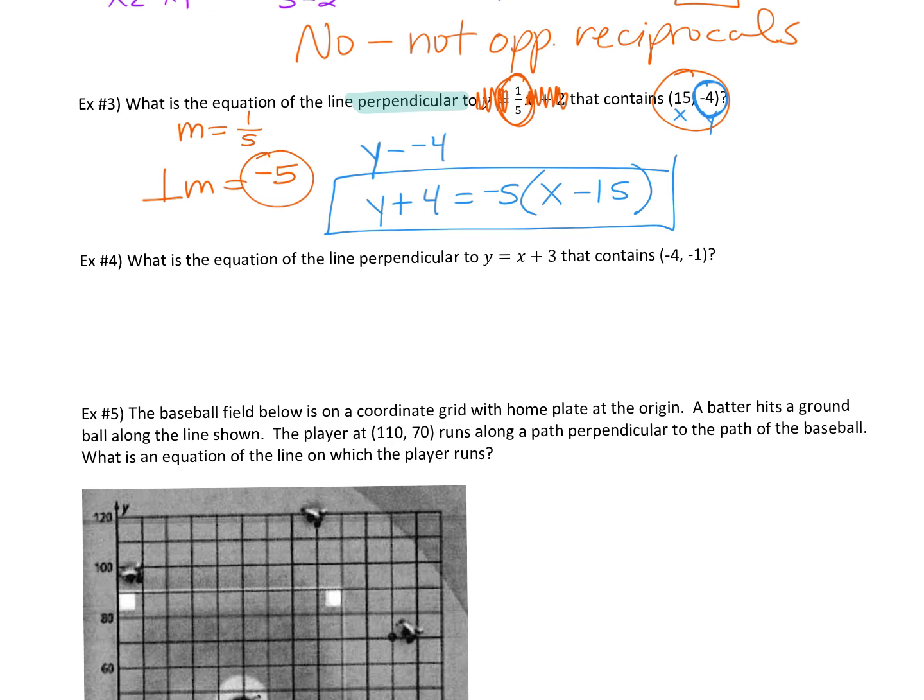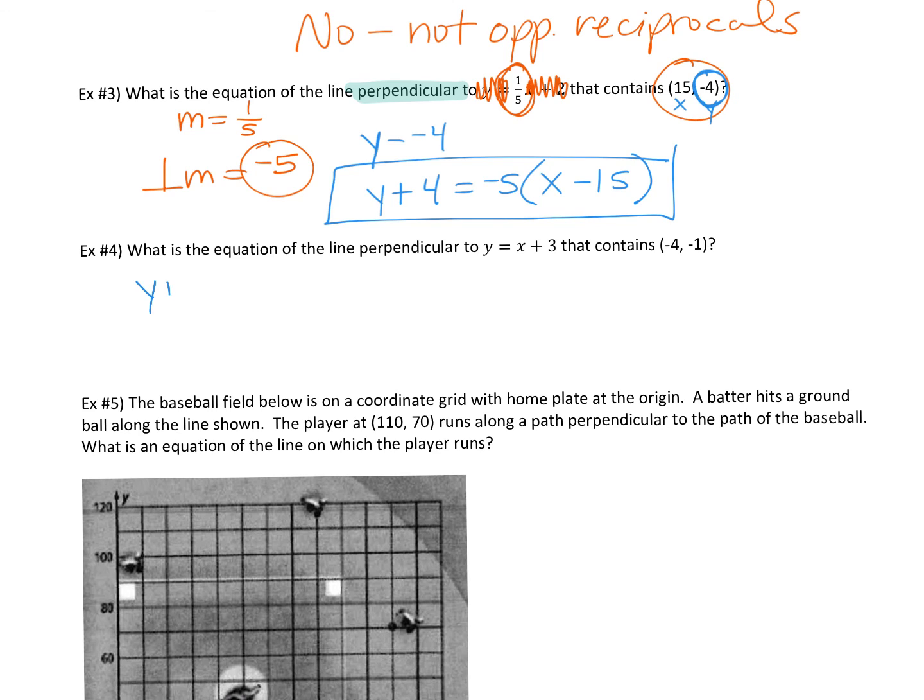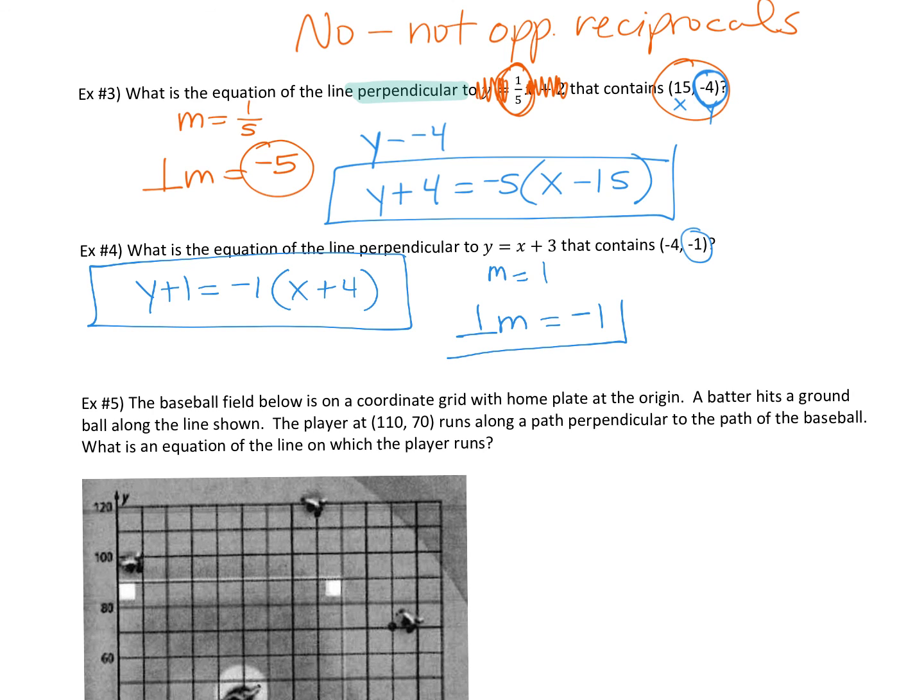What'd you get? Good job, you guys. You're so smart. So it's y minus a negative 1, which is y plus 1. The slope, right now my current slope is 1, so the perpendicular slope to 1, the opposite reciprocal, is negative 1. Okay, so you're using this slope, dropping it in here, into point slope form. Good on that? Okay.